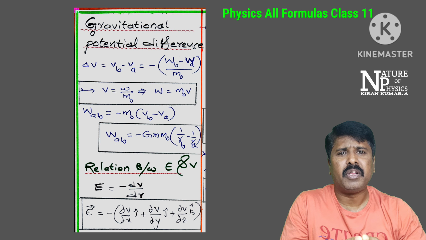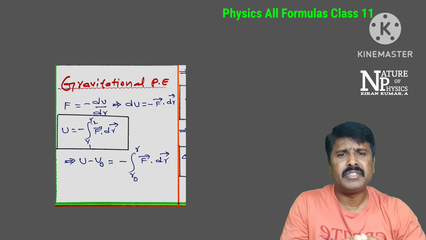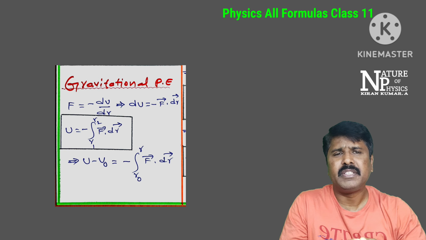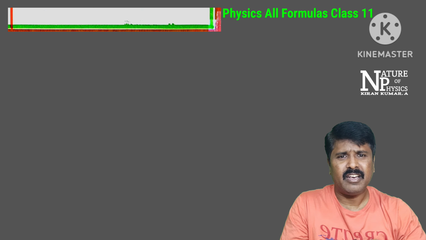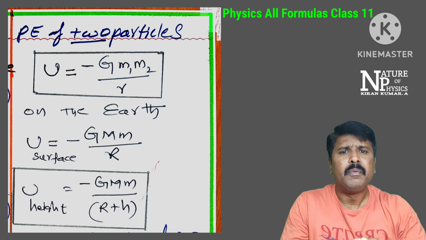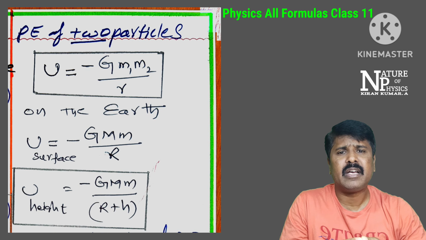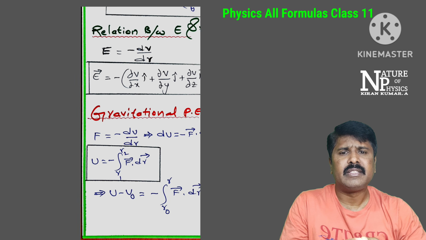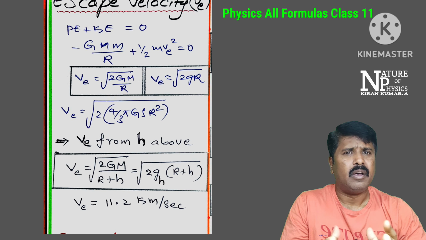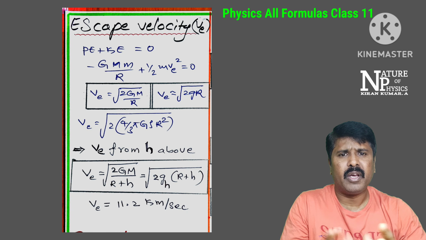And gravitational potential energy and potential difference given, and gravitational potential energy formula, basic formula I gave you clearly, student, okay. And potential energy of two particles also given, student. So on the surface at a height given, and at the center also given, and different cases also clearly given, at a height minus surface, okay, on a body on the surface.